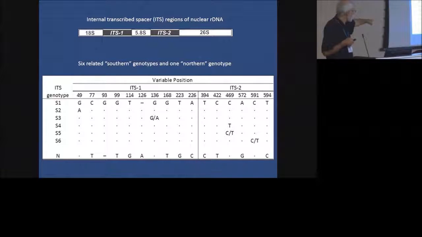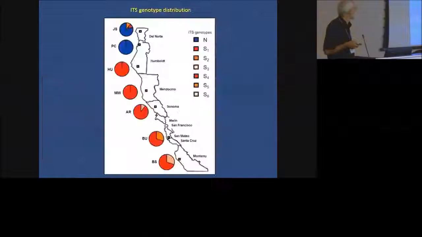But if you look at what I'm calling the northern sequence, you can see that, if you count them up, there are 12 differences between the northern sequence and the southern sequence. And does this look familiar? Again, the southern genotypes, S1 through S6, are in the orangey reddish colorations, and the northern genotypes are at the top.